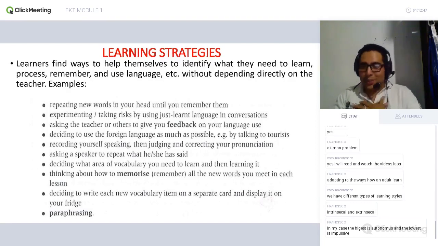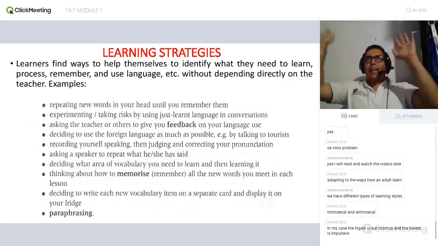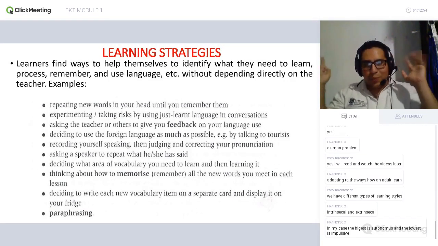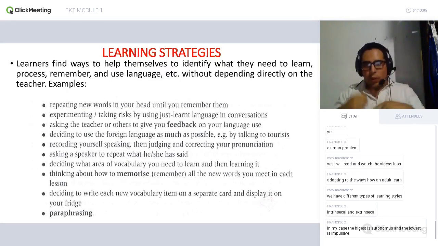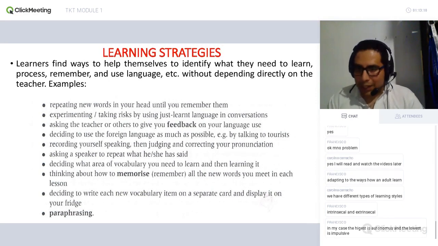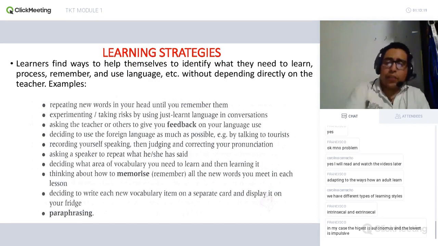For example, as I was telling you, Francisco, at the beginning, I used to place all these verbs on the wall in my room, and then I memorized them. I practiced them every single time. I stuck about 5 verbs, and later on, I was remembering them. That was my strategy. And finally, paraphrasing, that we have already talked about, that is saying what the other people say or what you want to say, but with different words. Okay, so we have different strategies.